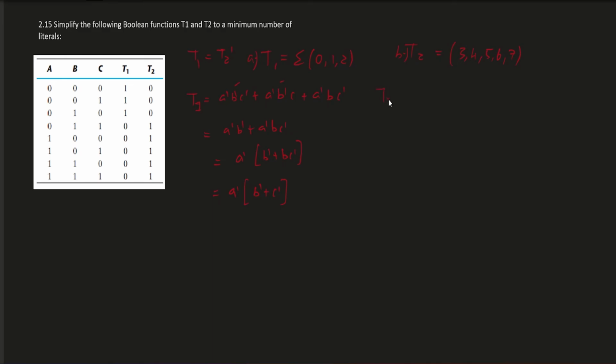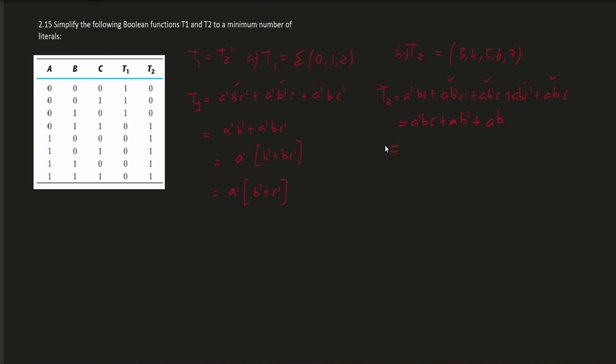So similarly T2 will be a little lengthier, but okay. So it will be a bar b c plus a b bar c bar plus a b bar c plus a b c bar plus a b c. So we can take a b bar common from these two and a b common from these two. So a b bar common from these two, we will have c bar plus c, which is 1. Finally we will have a b bar. Similarly, a b common from these two, we will have c bar plus c, and finally we will have a b.